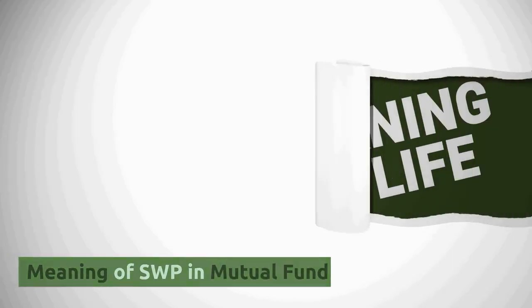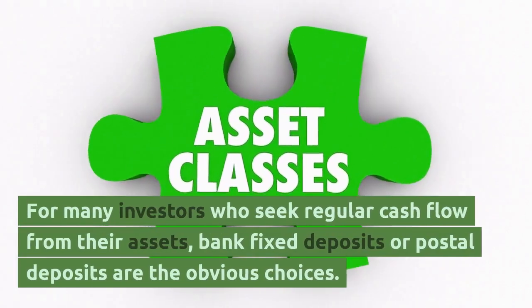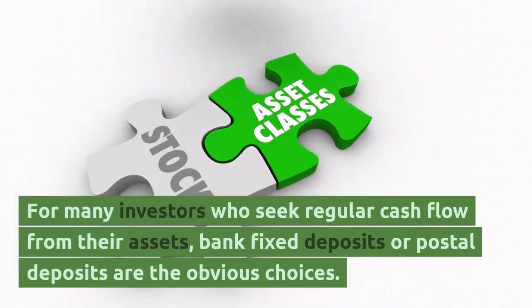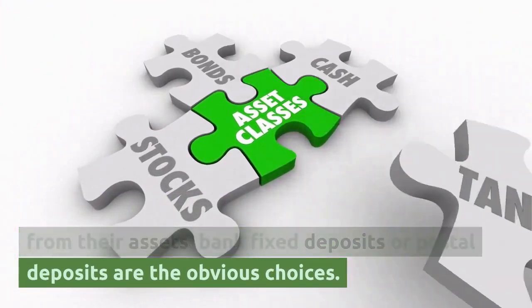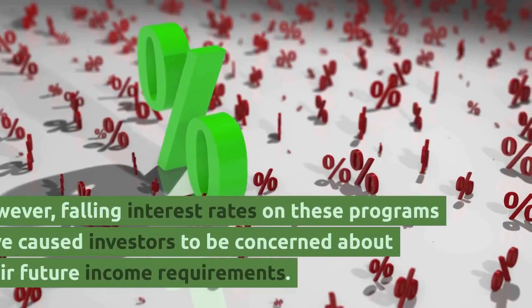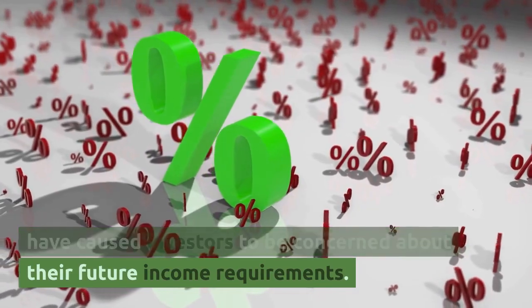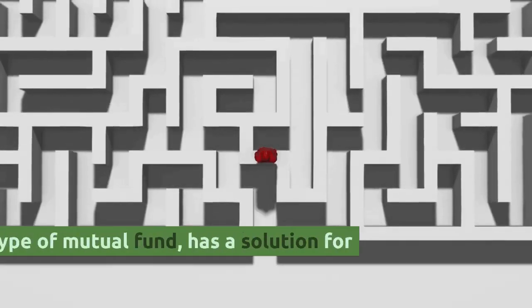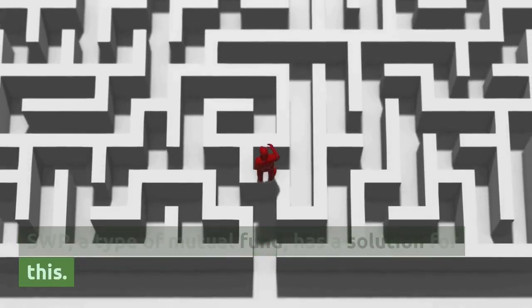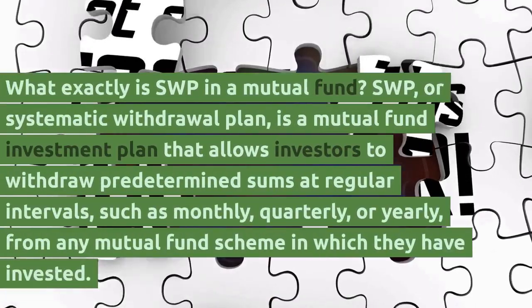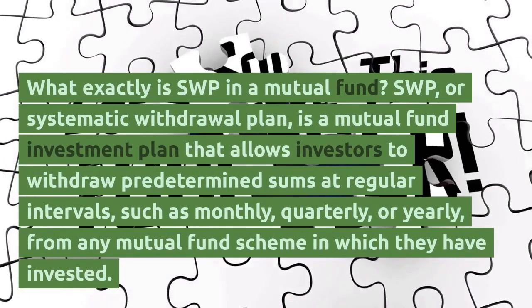Meaning of SWP in mutual fund. For many investors who seek regular cash flow from their assets, bank fixed deposits or postal deposits are the obvious choices. However, falling interest rates on these programs have caused investors to be concerned about their future income requirements. SWP, a type of mutual fund, has a solution for this. What exactly is SWP in a mutual fund?